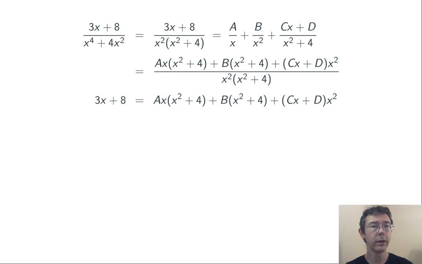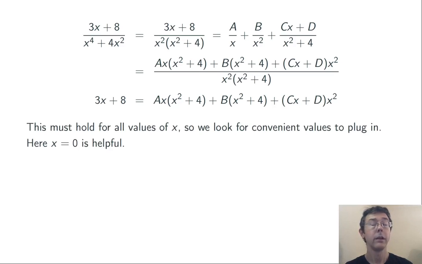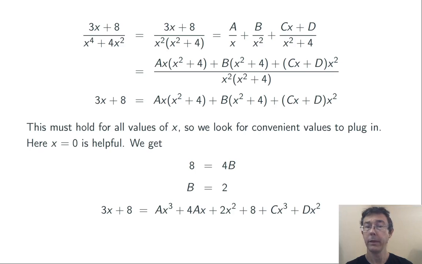A common shortcut here is to use a convenient value for x to kill some of the terms on the right. In particular, when I use x equals 0, the terms with a, c, and d all go away. And I'm just left with 8 equals 4b, so b equals 2. Plugging this back into the original expression and expanding out to get rid of the parentheses, I'm left with this. I still need to solve for a, c, and d.